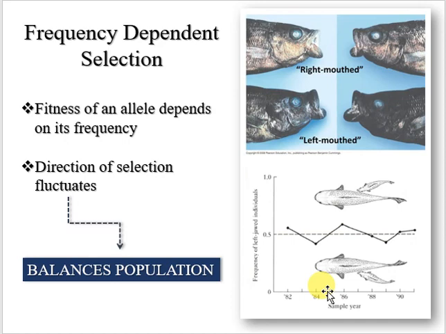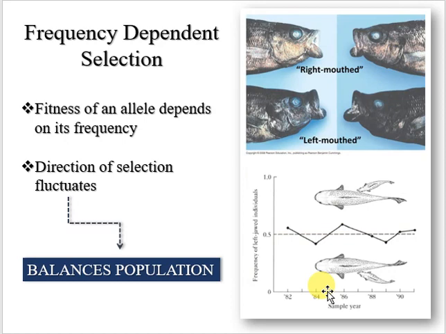Right-mouthed means their mouth is actually kind of shifted over to the right side of their face. Left-mouthed is the opposite. And this stems from one gene. So one gene, two alleles. The dominant allele is right-mouthed. So to have left-mouthed means you need to be homozygous recessive.